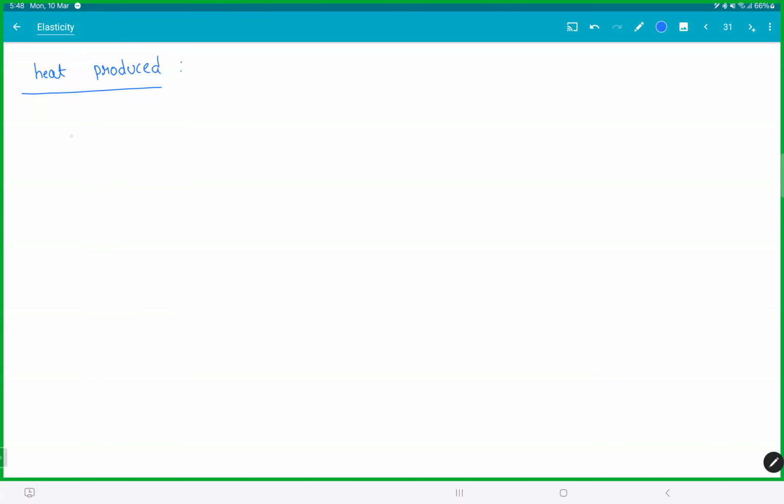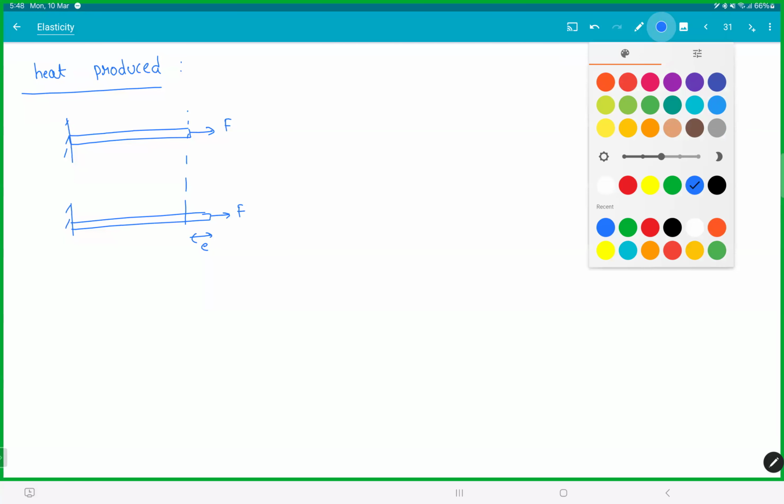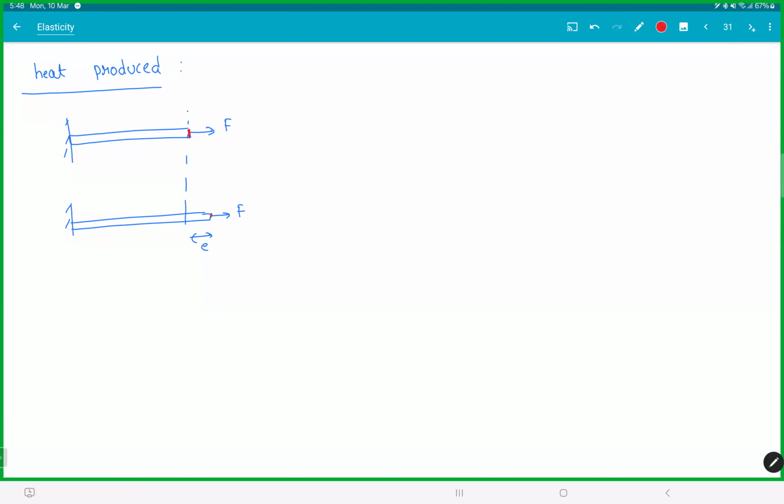Look at this. When you take this rod and apply force F, and this was e and this was F. If you remember, the work done by the force is force into the displacement of the point of application of force. So the work done by this external force is Fe, whereas the energy stored was half Fe. So the remaining half Fe became heat.